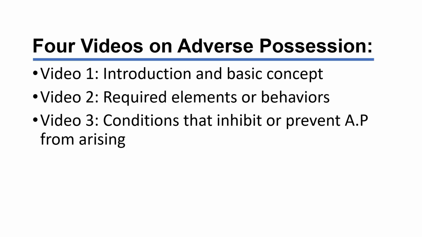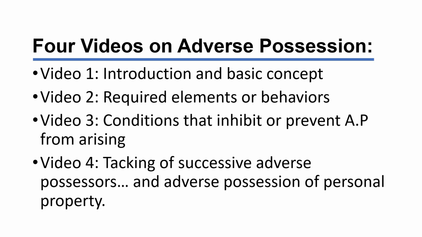Video 3 will deal with conditions that inhibit or prevent an adverse possessor from getting title to the land. They prevent adverse possession from arising. And finally, video 4 will deal with the tacking of successive adverse possessors and will also briefly cover adverse possession of personal property.